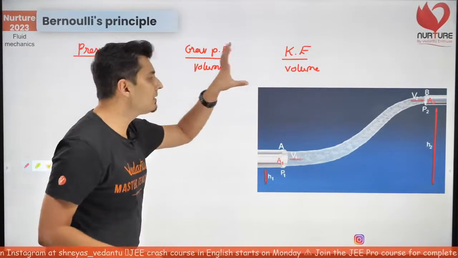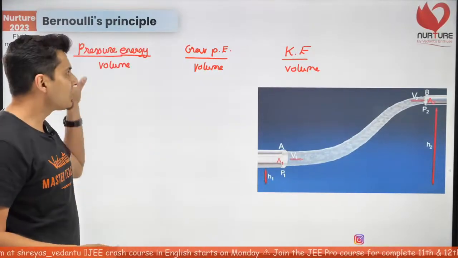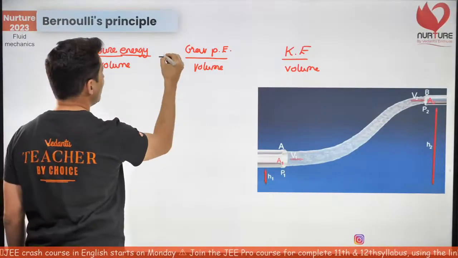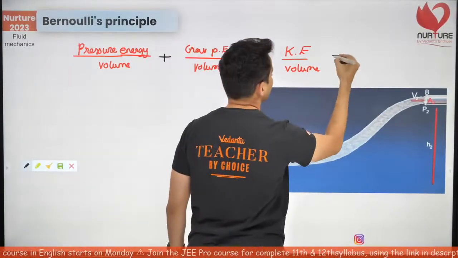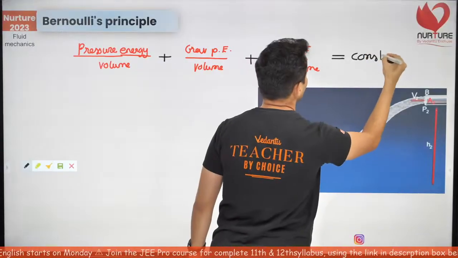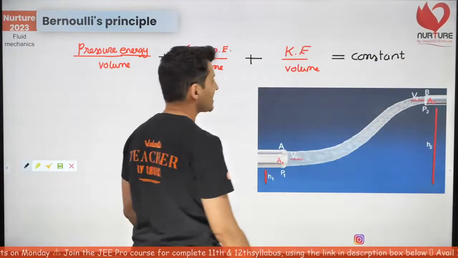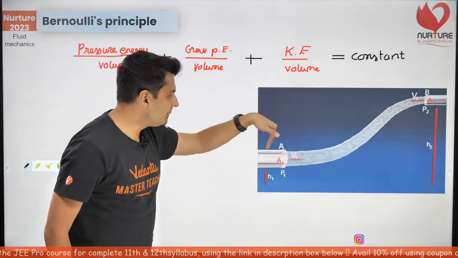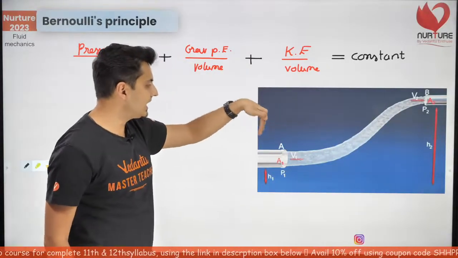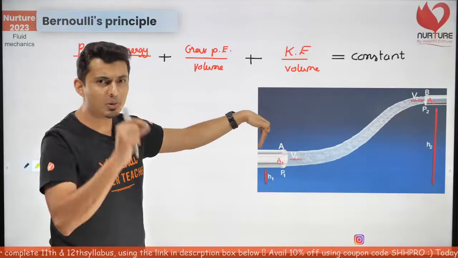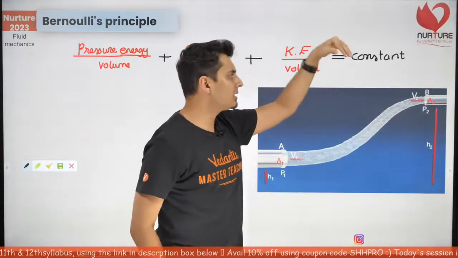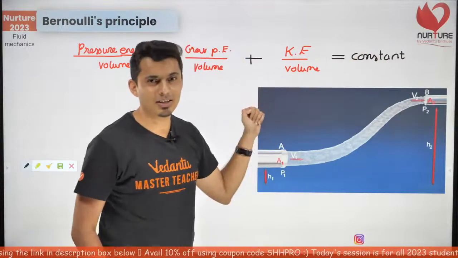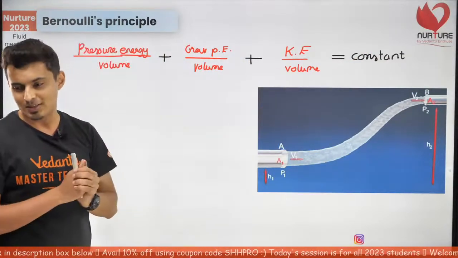These are the only three kinds of energy which are there with a liquid, and the sum of all of them is going to be a constant. So at this point, the pressure energy plus gravitational energy plus kinetic energy per unit volume will be equal to the pressure energy plus gravitational energy plus kinetic energy at this point. So their sum remains constant.